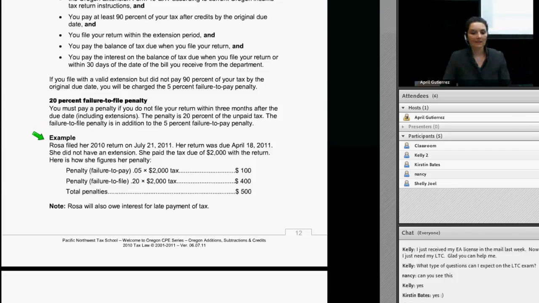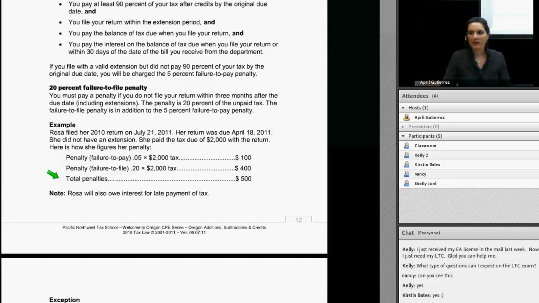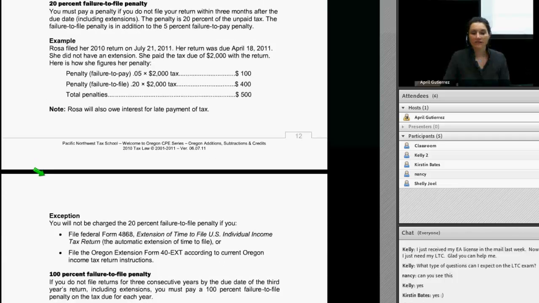Here's an example. Rosa filed her 2010 return on July 21, 2011. Her return was due April 18, 2011, and she did not have an extension. She paid the tax due of $2,000 with the return, and here is how she figures her penalty. Failure to pay, 5% of $2,000 is $100. Failure to file, another 20% of $2,000, so her total penalties are $500. Ouch. She's also going to owe interest on the late payment of the tax.